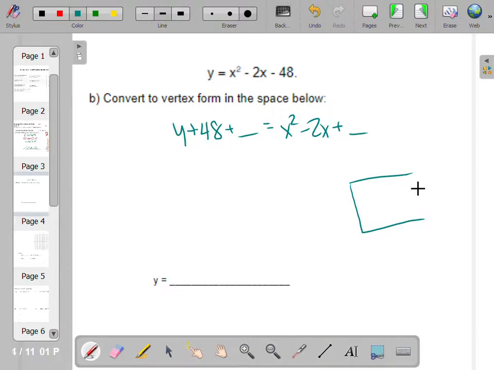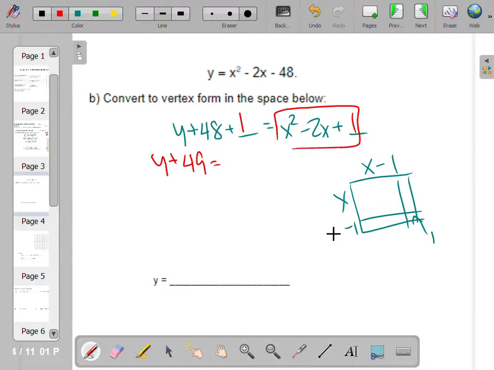So I like to draw this little sketch to help me out. It's always x plus or minus half of b. If b is negative 2, half of that's negative 1. Now I square that because this is x minus 1 as well. 1 times 1 is 1. I'm adding 1 to both sides. I'm going to add a 1 here and a 1 there. Combine like terms, y plus 49 equals.